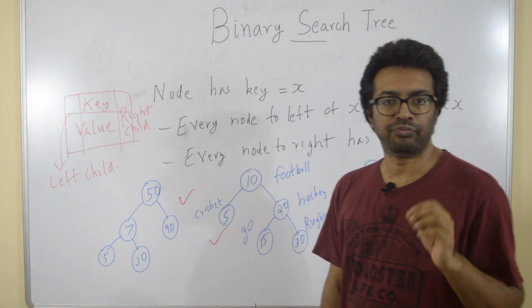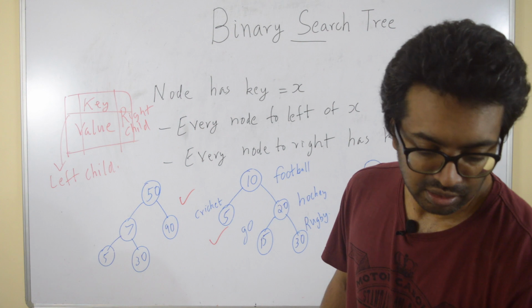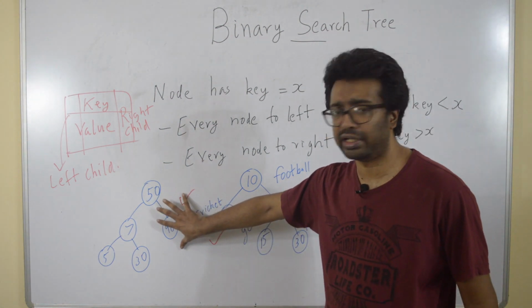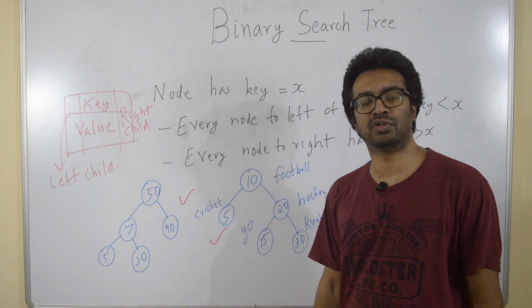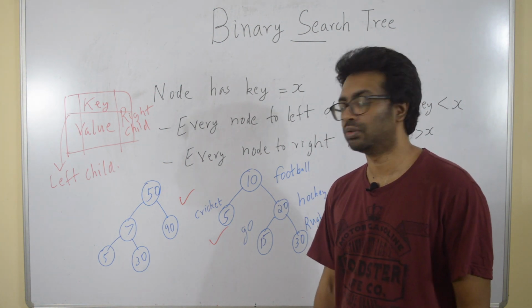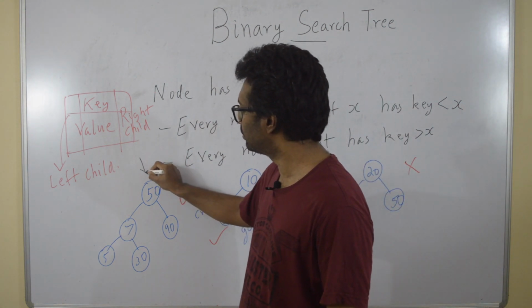Hello. We're going to see how to search in a binary search tree. Let's take this example. This is the tree I'm looking at. I want to search for, let's say, the number 7. So what do I do? I start my search from the root of this tree.